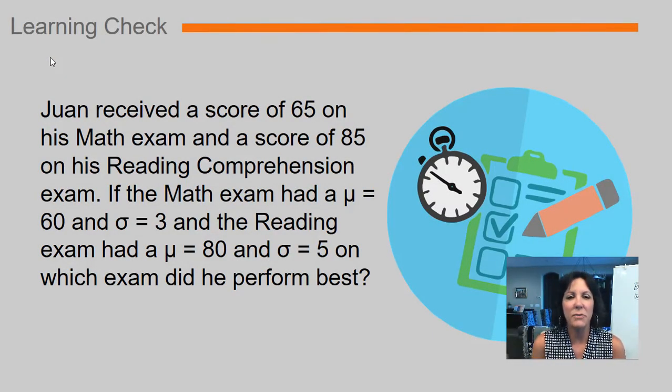Juan received a score of 65 on his math exam and a score of 85 on his reading comprehension exam. So the math exam had a mean of 60 and a standard deviation of 3, and the reading exam had a mean of 80 and a standard deviation of 5. So we want to know on which exam did he perform the best. So let's take a look.